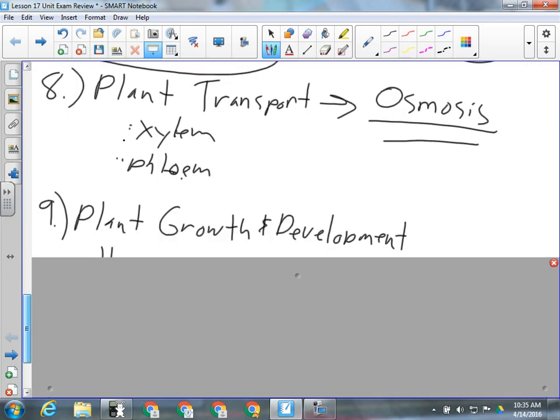And then plant growth and development. This is tropisms, hormones, stuff like that. This will be in both parts. Sorry, number 8 is almost all written response. Number 9 has some multiple choice, and they are going to have diagrams or pictures.